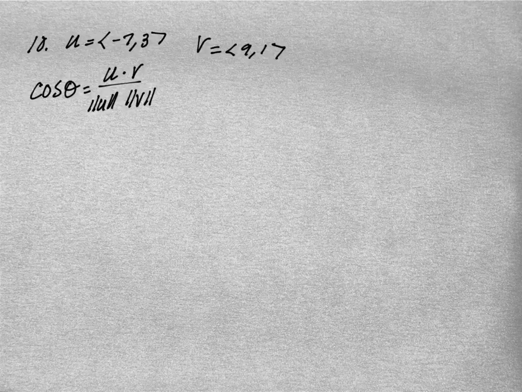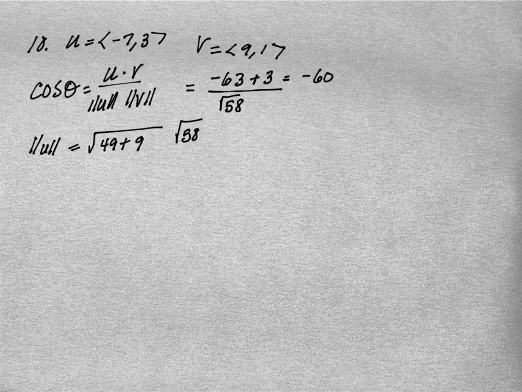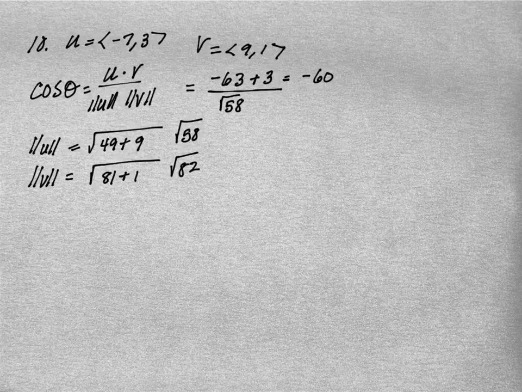So u dot v would be negative 63 plus 3, which is equal to negative 60 over, so go over here and do the magnitude of u is equal to negative 7 times negative 7 are 49, plus 3 times 3 is 9. So the square root of 58, so we'll just put that here, 58. And the magnitude of v is the square root of 81, 9 times 9, plus 1 times 1, or the square root of 82.